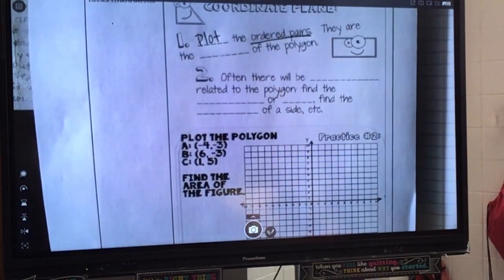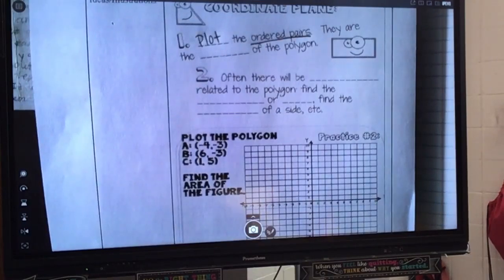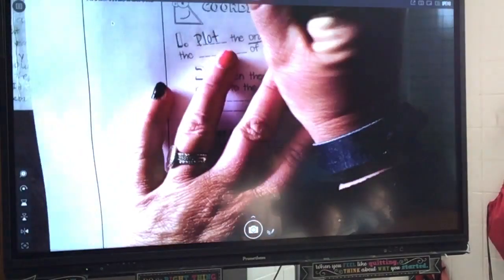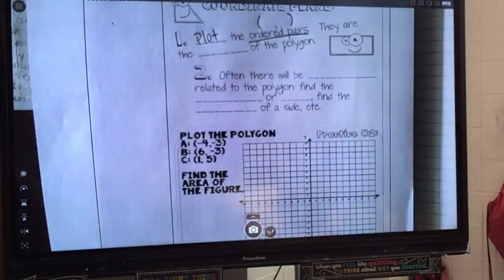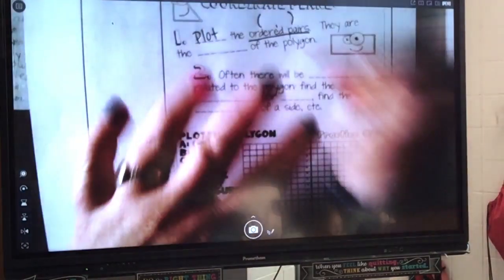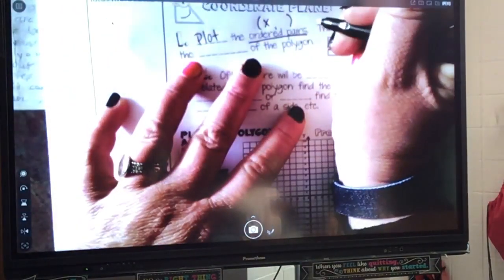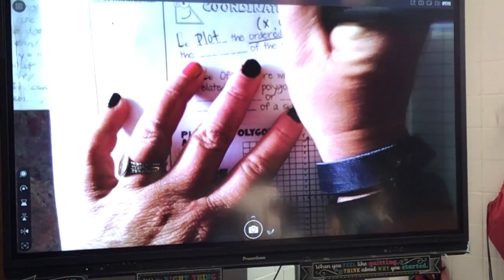For the coordinate grid? So your ordered pair looks like this. What goes first? The X or the Y? And then what goes second? The Y. All right, perfect.